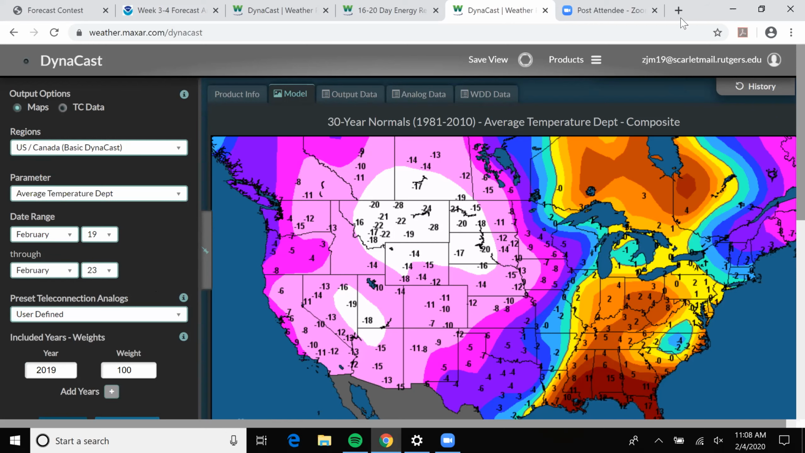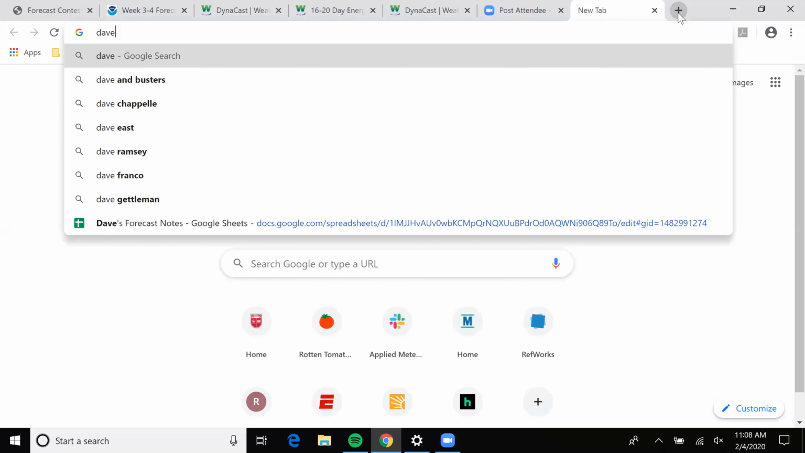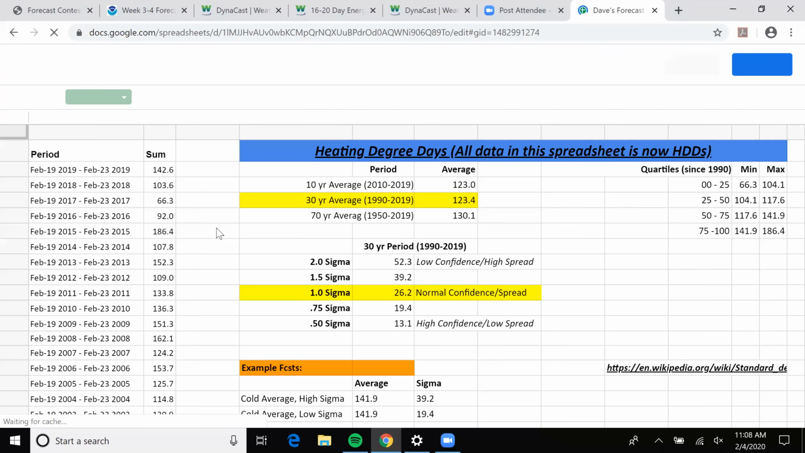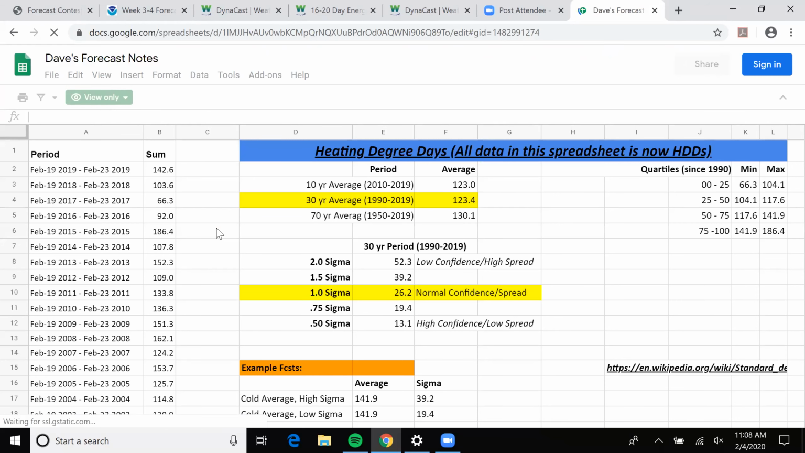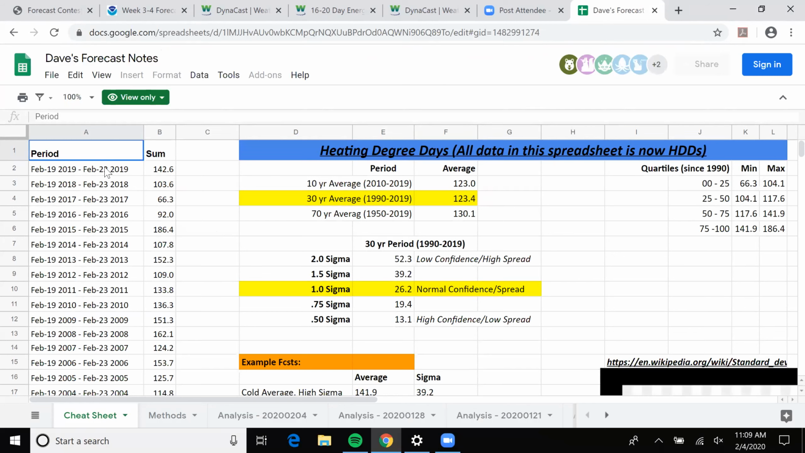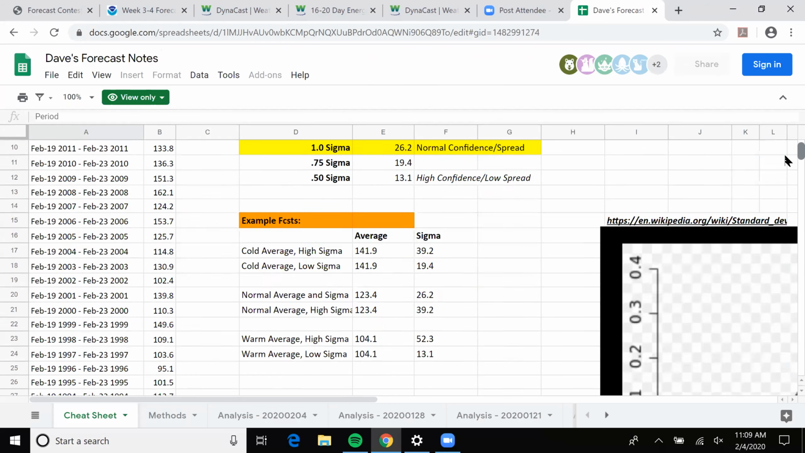And I think I'll just bring it up while we're talking about it. This website is where we get our data for Dave's forecast notes. There's a link to this in every single weekly email. Basically, Dave provided this information and it takes in, so again, for this forecast week, it was the 19th to 23rd. We plug in all this data and out pops 30-year average, a 10-year average, a 70-year average, all different sorts of sigma values, some cold average, stuff like that.